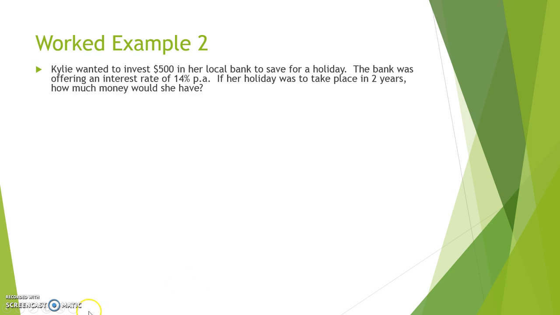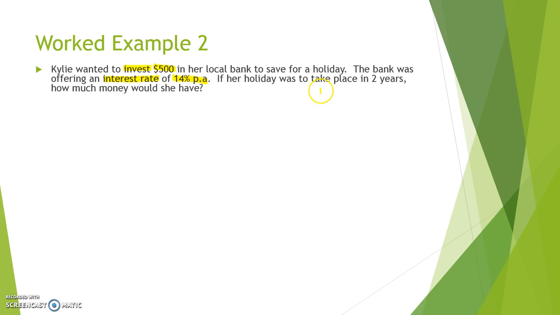Okay, here's our second example. This is a problem now. So we're going to look at this by starting with highlighting the critical information. Some keywords we're looking for: invest or borrow. So that's how much money we're investing. That's the principal. The bank was offering an interest rate. Rate is our R value, 0.14% per annum.